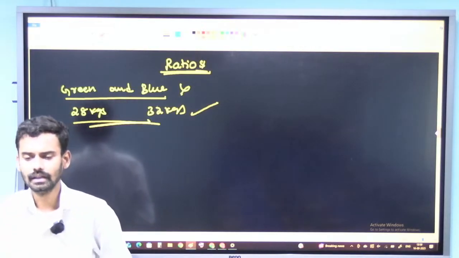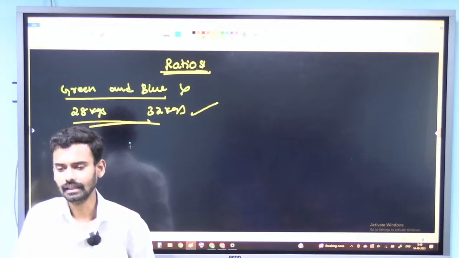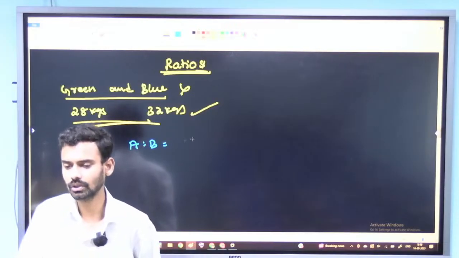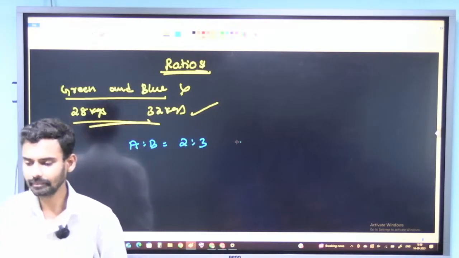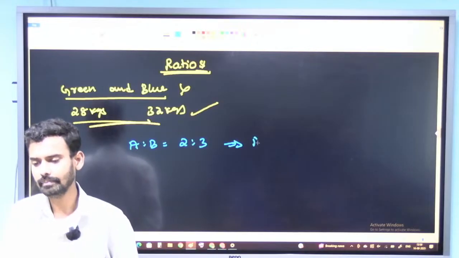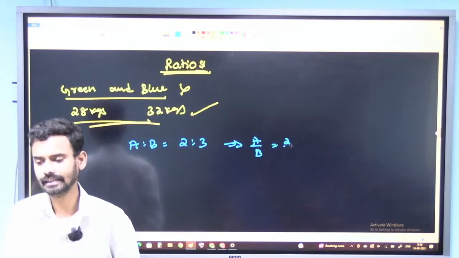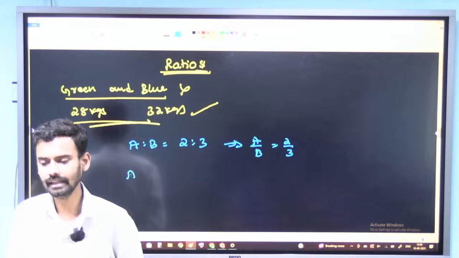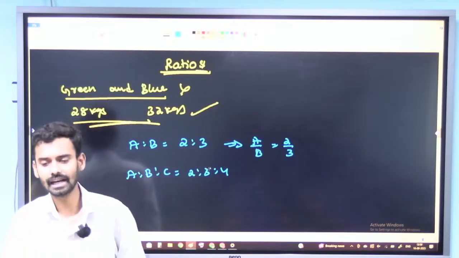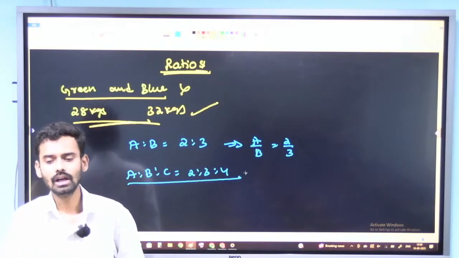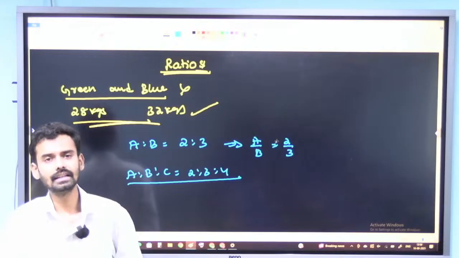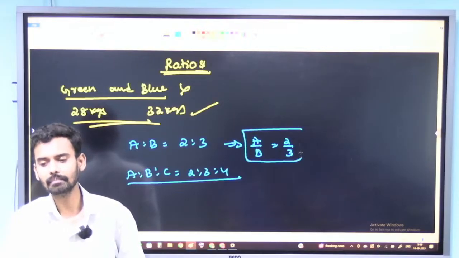Now, if I consider ratios like this, A is to B is equal to 2 is to 3. This can also be written as A by B is equal to 2 by 3. Whereas A is to B is to C is equal to 2 is to 3 is to 4, this cannot be expressed in the form of a fraction.